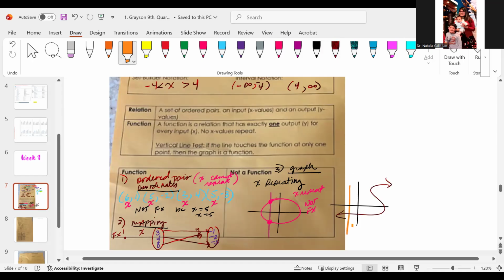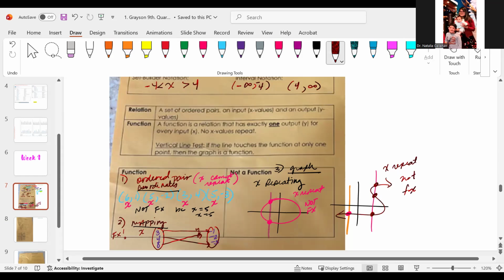If I draw a line right here, it only touches it once, correct? But they're going to do several lines. What if I do that line right there? How many times does it touch it? Three times. Do you see that? So x repeats. So it's not a function.